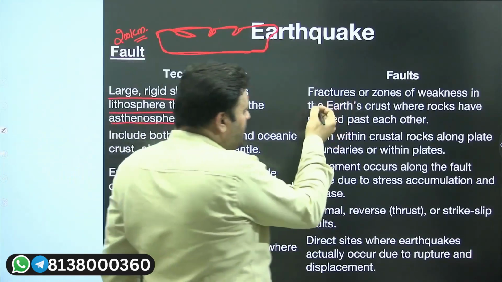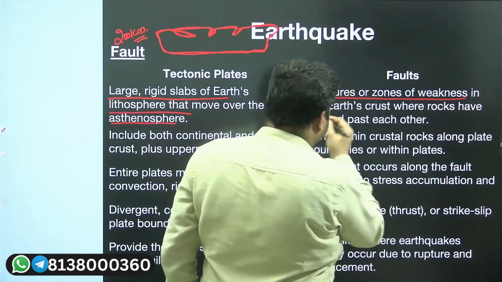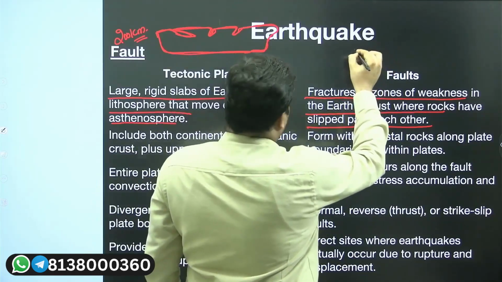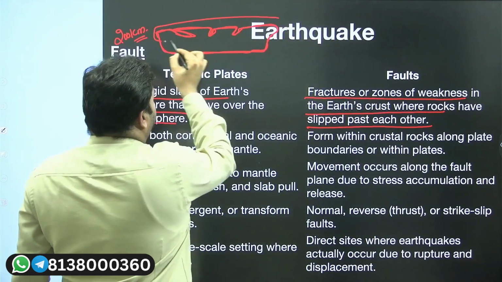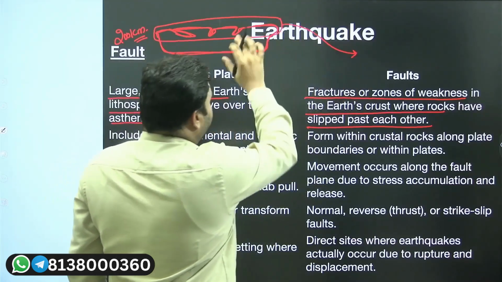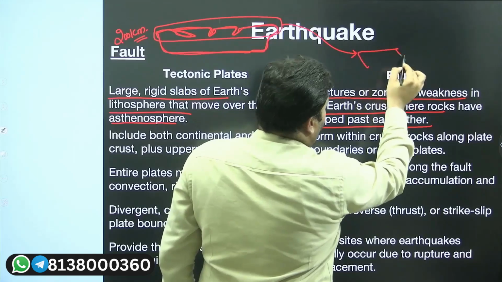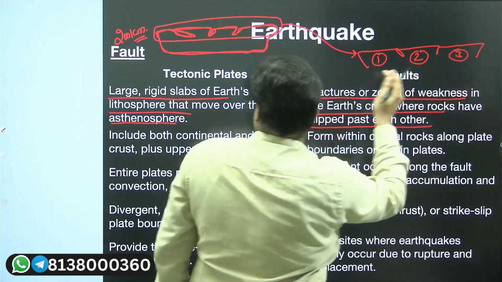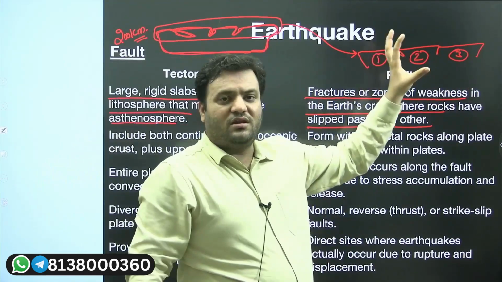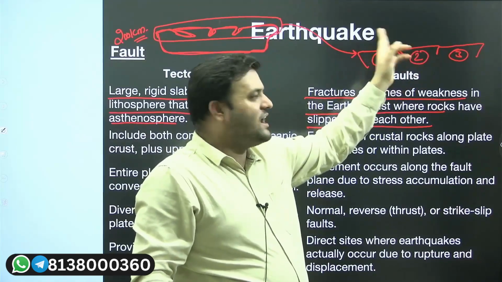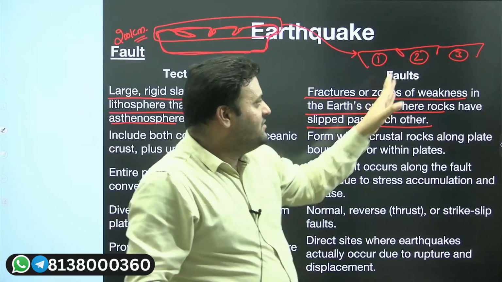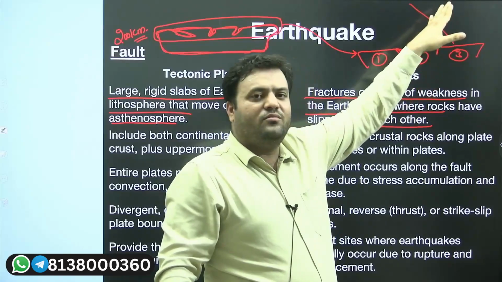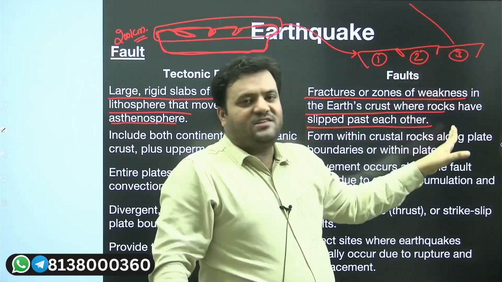Similarly, what are faults? Faults are fractures or zones of weakness in the earth's crust where rocks have slipped past each other. Just focusing on this particular activity, or the blocks we are talking about. We have block 1, we have block 2. If the mantle convectional currents are working, the blocks will interact. Block 1 may slide over 2, 2 may slide over 1, 3 might move on this second block. Block 2 can be moved over block 3.